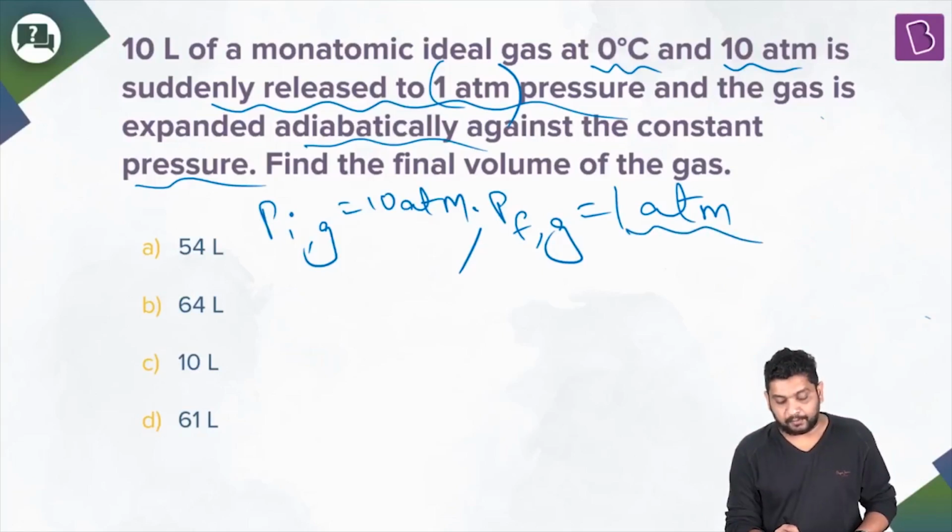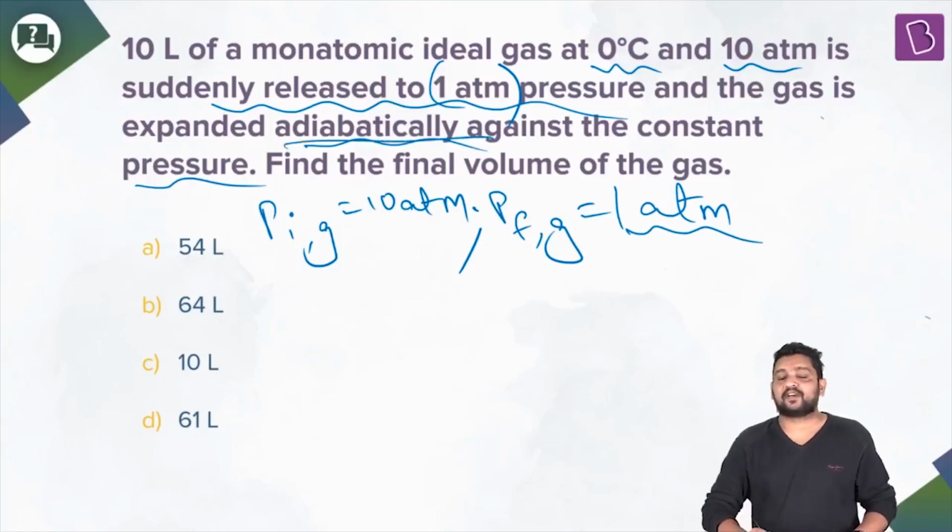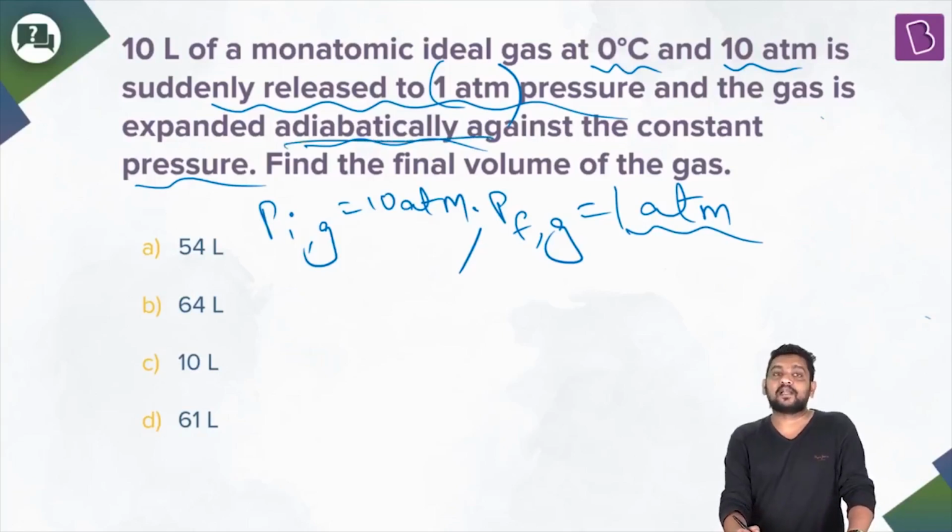Now, as far as this process is concerned, it is adiabatic and it is irreversible. How do we know it is irreversible? Because P external is constant, right? So whenever your external pressure is a fixed value, we say that it is an irreversible process. Of course, in isobaric, not really.